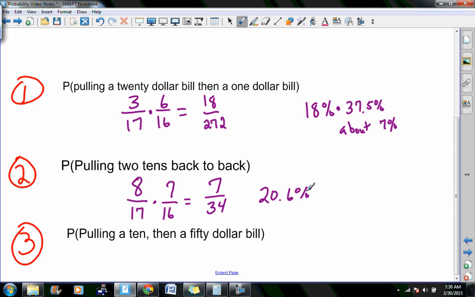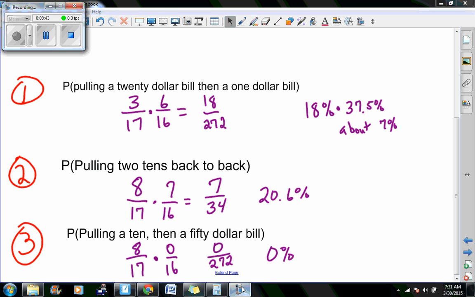Okay? So the probability of pulling 1 $10 bill is about 50%. The probability of pulling 2 back-to-back is about 20%. Well, then pulling a 10 and then a $50 bill, something should jump out, as pulling a 10 would be 8 out of 17. But for the probability of pulling a 50, well, there are 0 $50 bills out of the 16 remaining bills. So that means that 8 times 0, that's 0 out of 272, which is 0%. And that should jump out at us because there was no $50 bill to begin with. Therefore, there should be a 0% chance of pulling a 50 in anything.